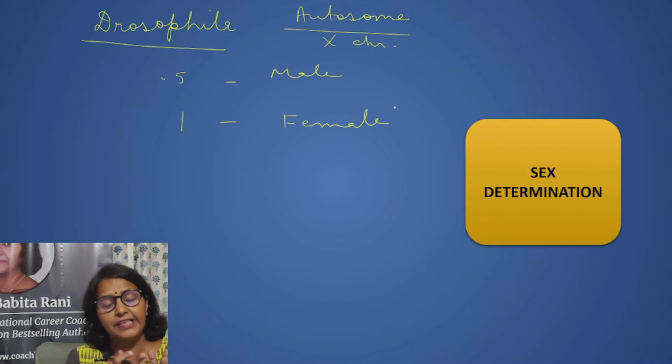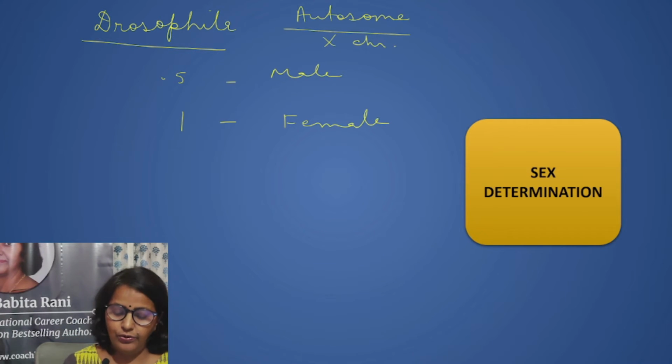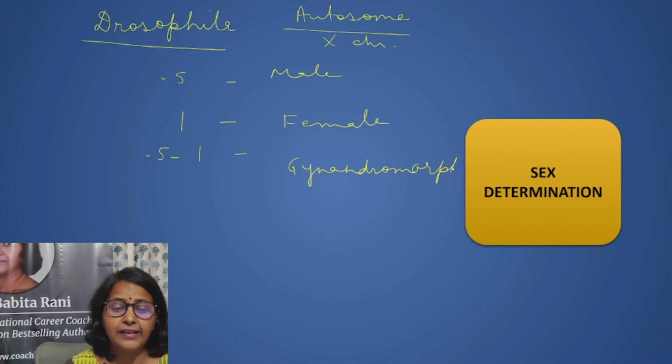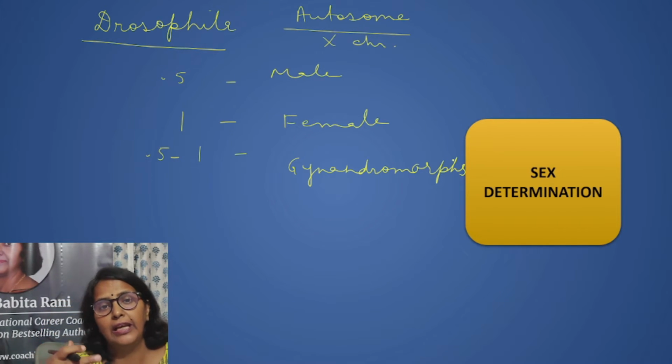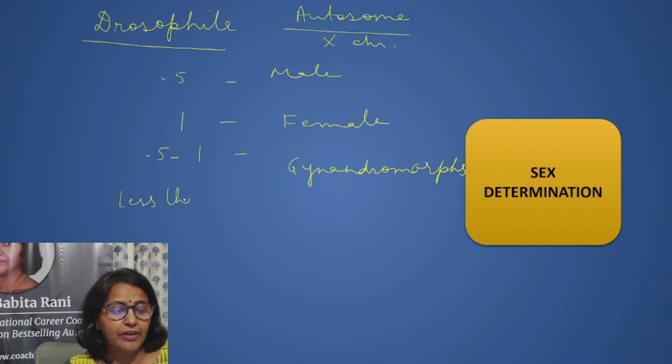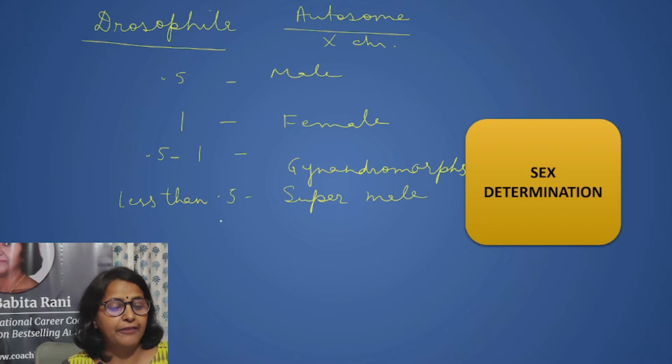But if the ratio is somewhere between 0.5 and 1, it is going to be an individual who is known as gynandromorph. That means having the character of both male and the female. It can be less than 0.5 also. If it is less than 0.5, it is a super male. But if it is more than 1, it is a super female.